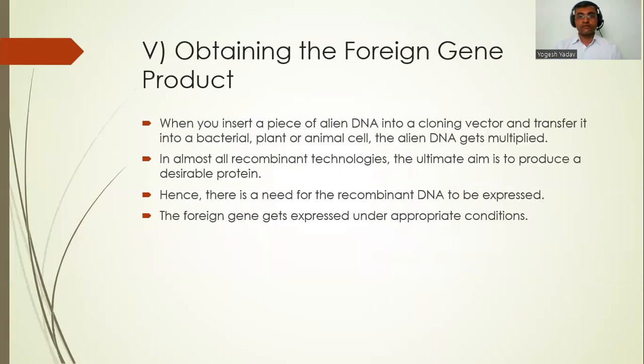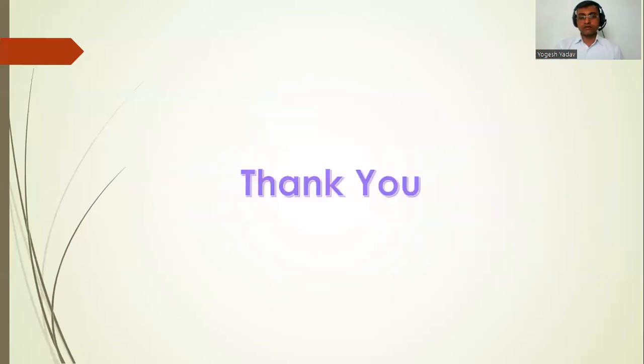Now, obtaining the foreign gene product. Our bacteria that have been transformed, now we will start getting the product of whatever gene we have introduced into the bacteria. By this process, we introduce our desired gene into bacteria, or we can introduce the desired gene in plants as well as in animal cells. So this is about RDT. Thank you very much.